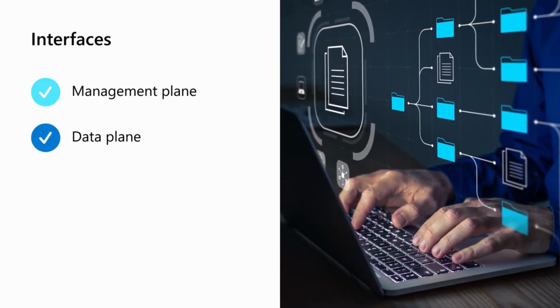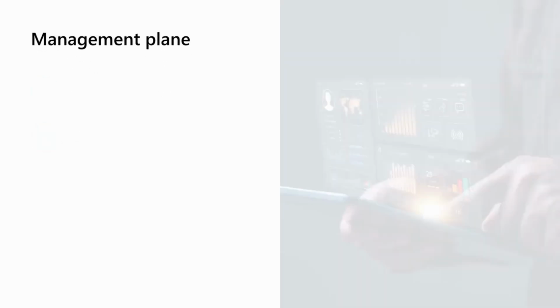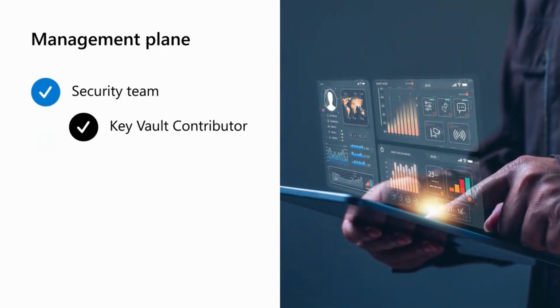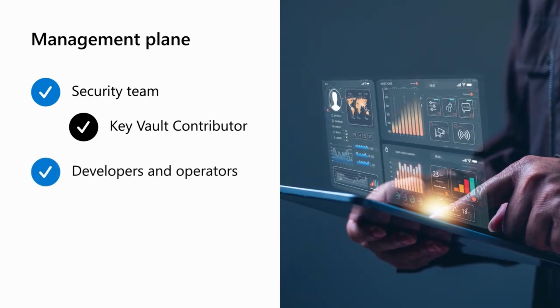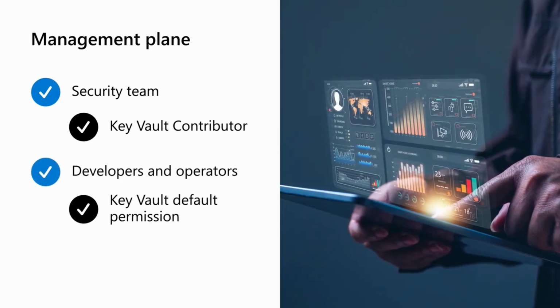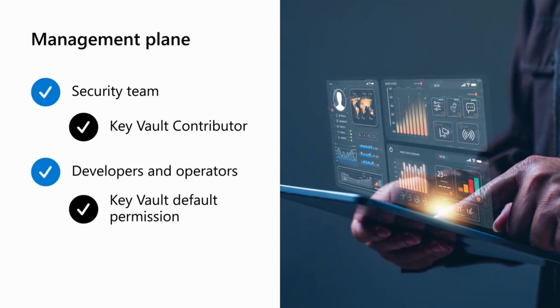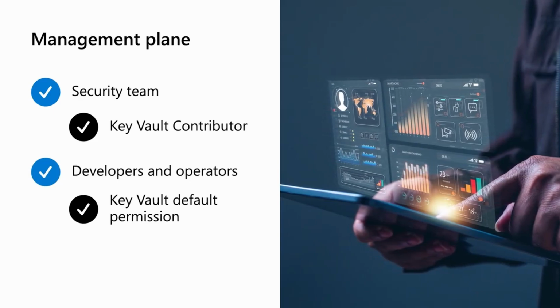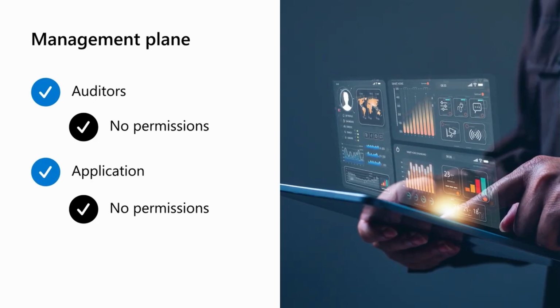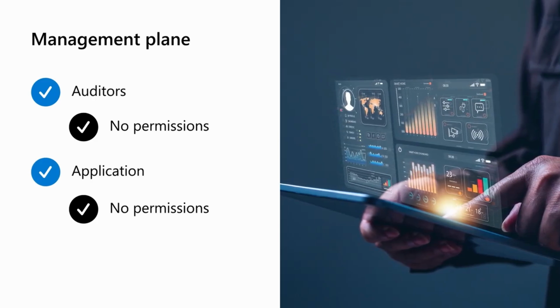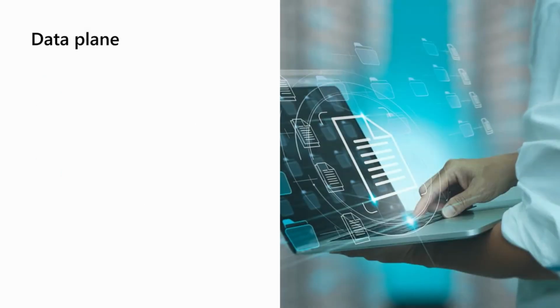Let's look at the management plane permissions. The security team has the Key Vault contributor permission for the management plane. Developers and operators have Key Vault default permission. This permission allows deployed virtual machines to fetch secrets from a Key Vault. Auditors and the application do not have any permissions for the management plane. What about data plane permissions?